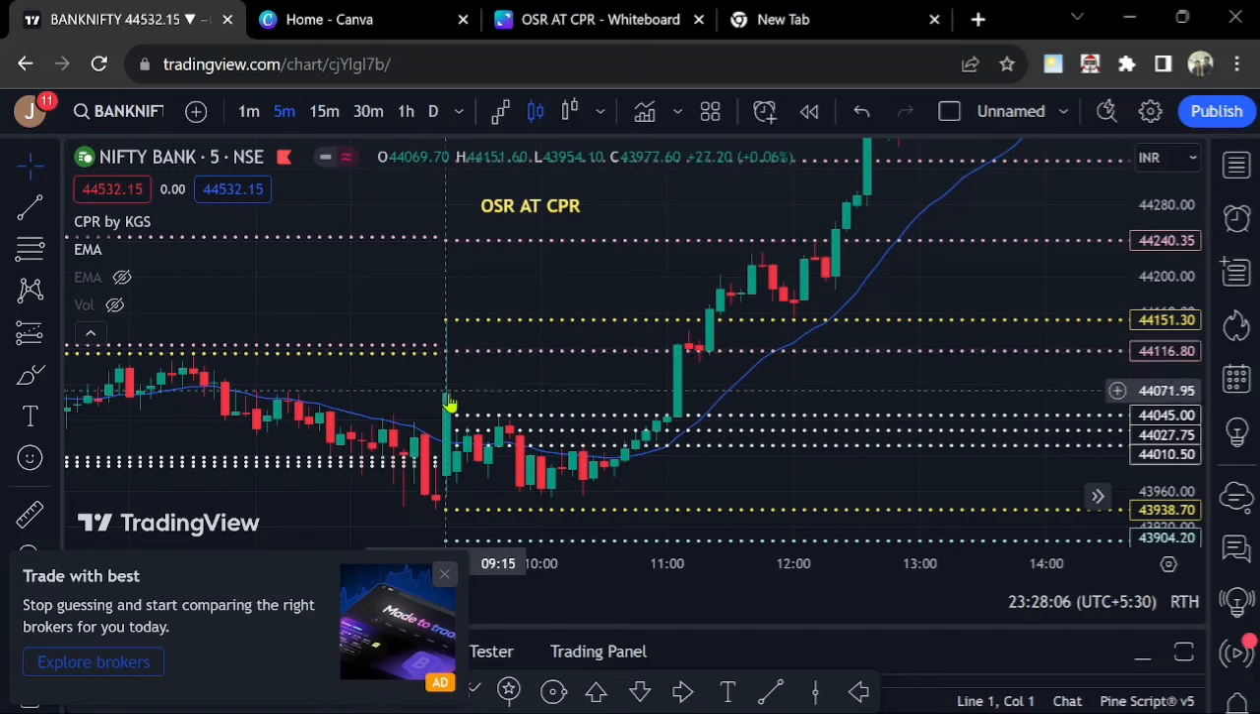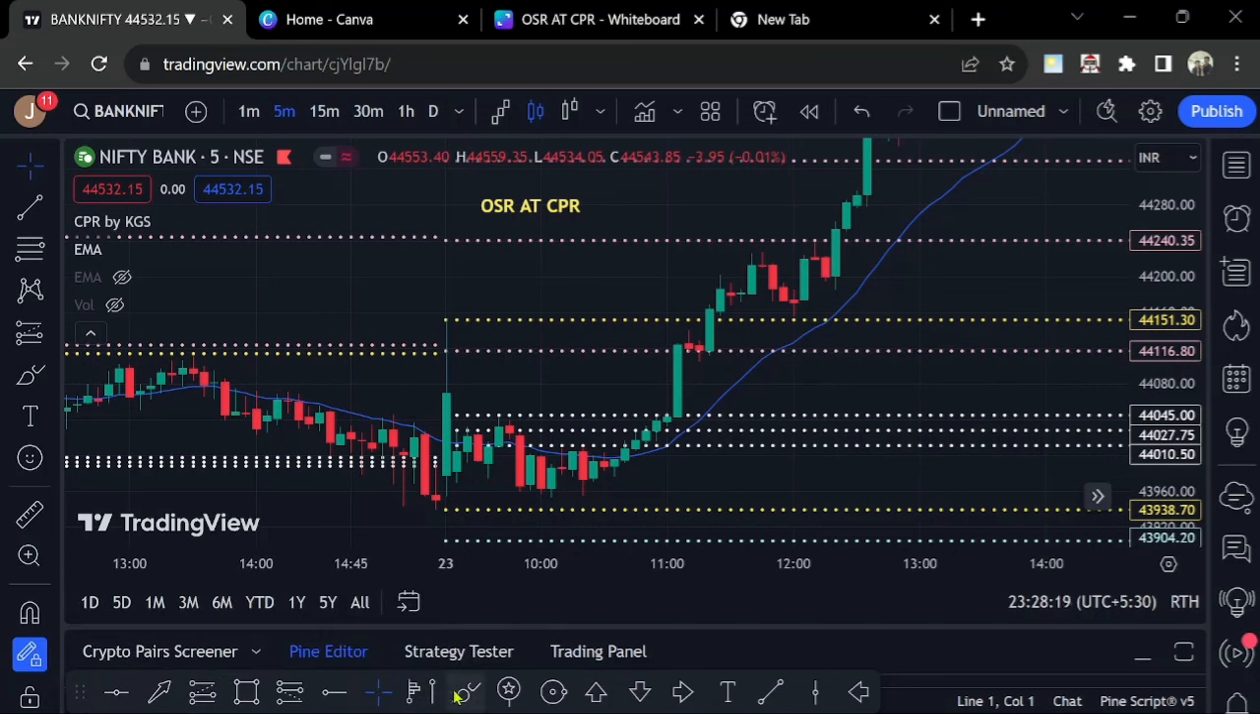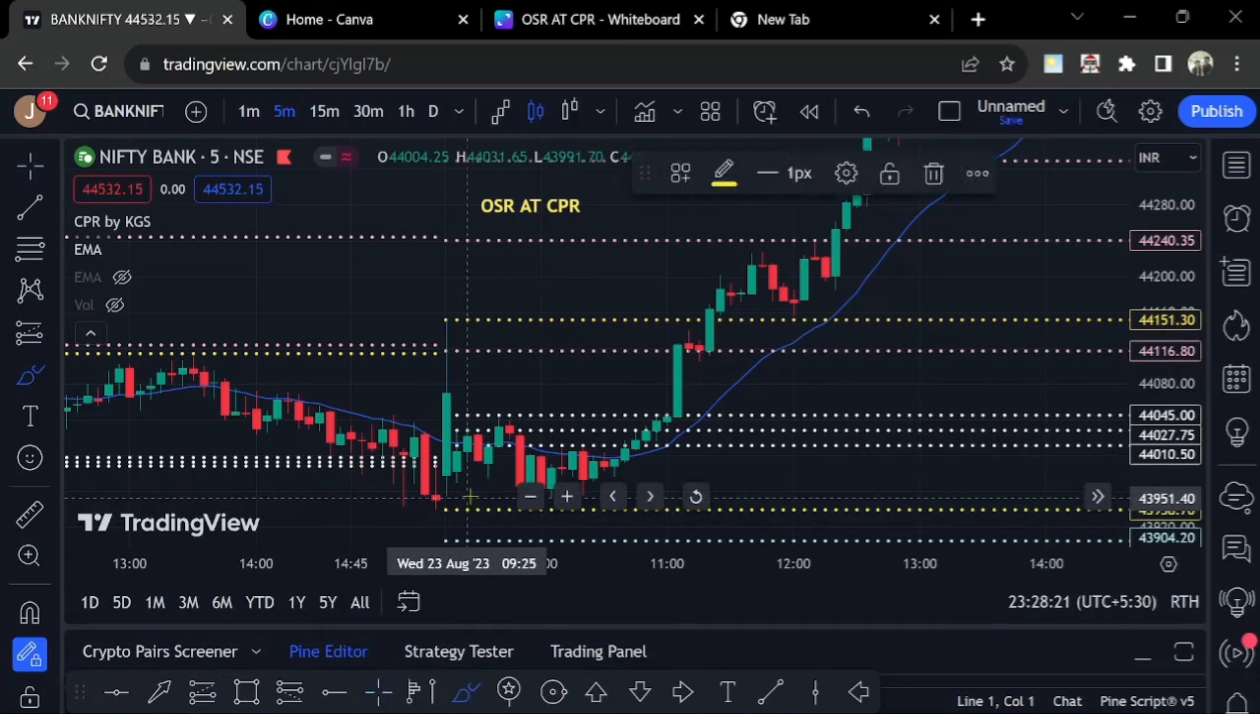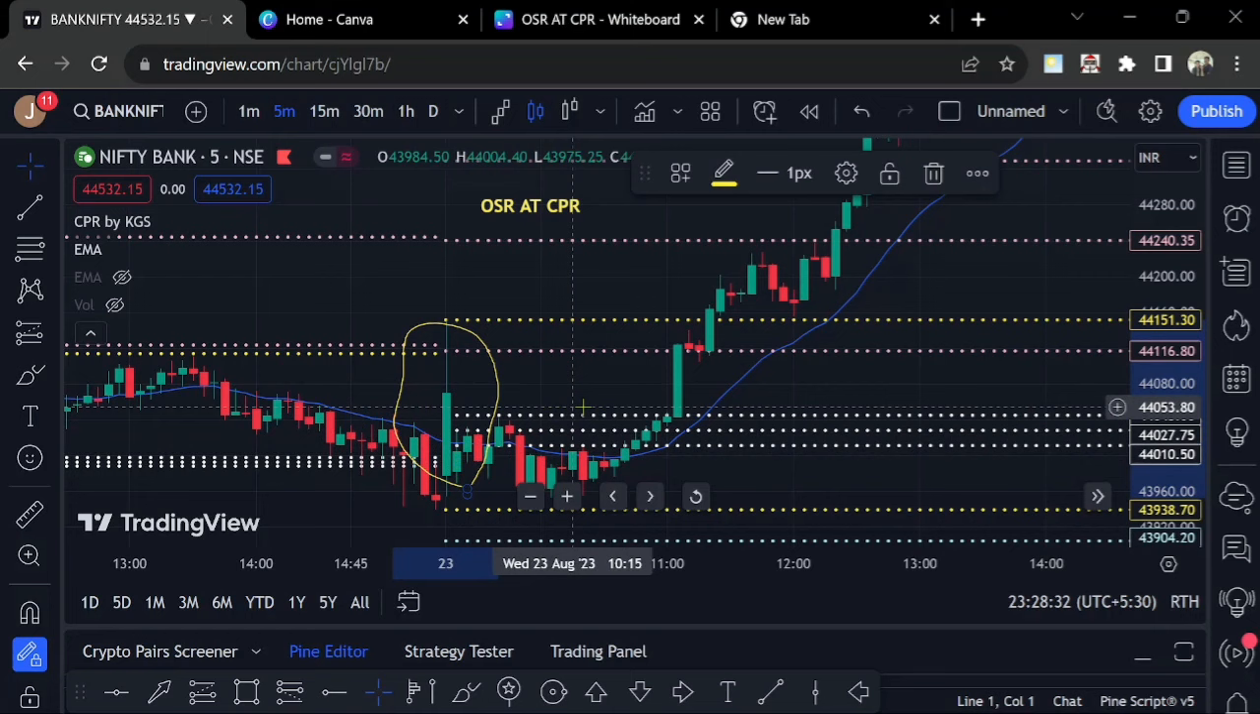The next two candles are formed below the CPR. So even though they are green candles, the opening is actually a bearish opening. The opening is below the CPR, and the candles are not able to go above the CPR. It is traveling within the previous day low and the CPR, this particular area.